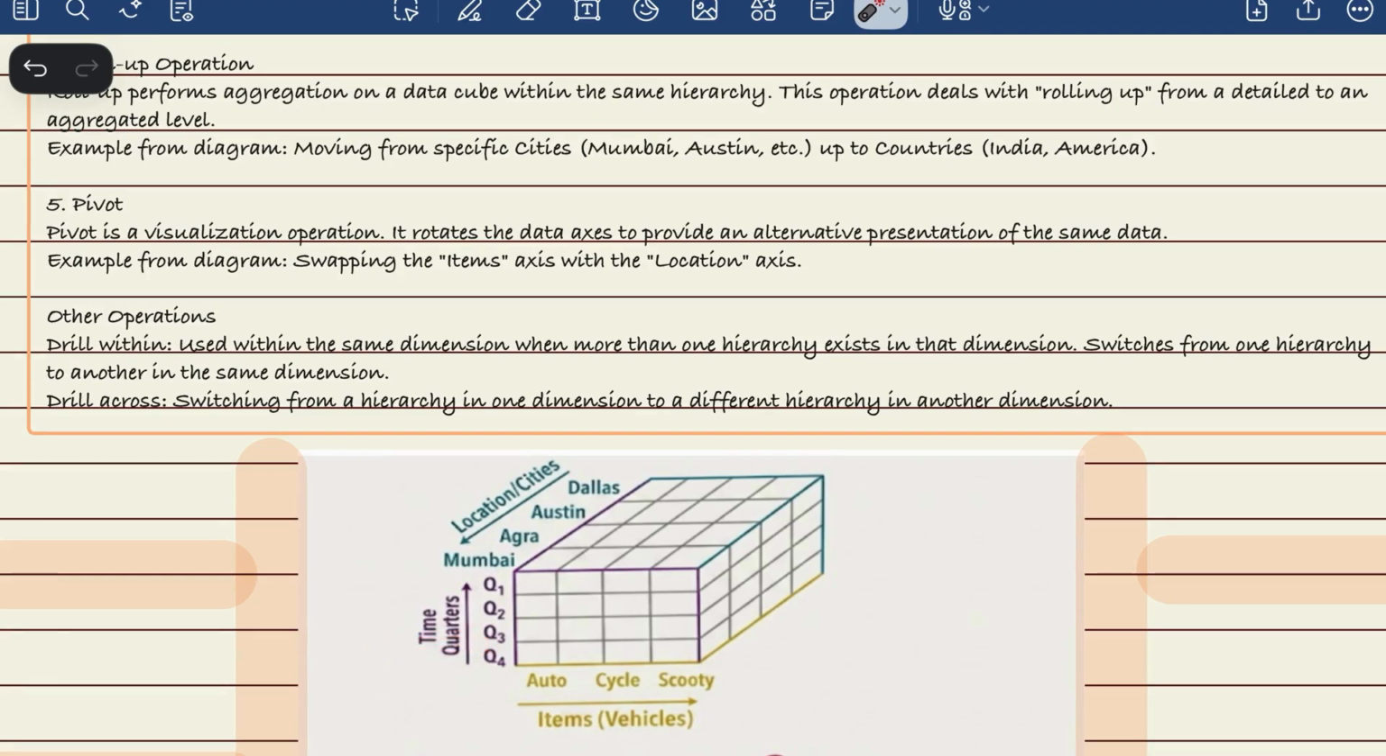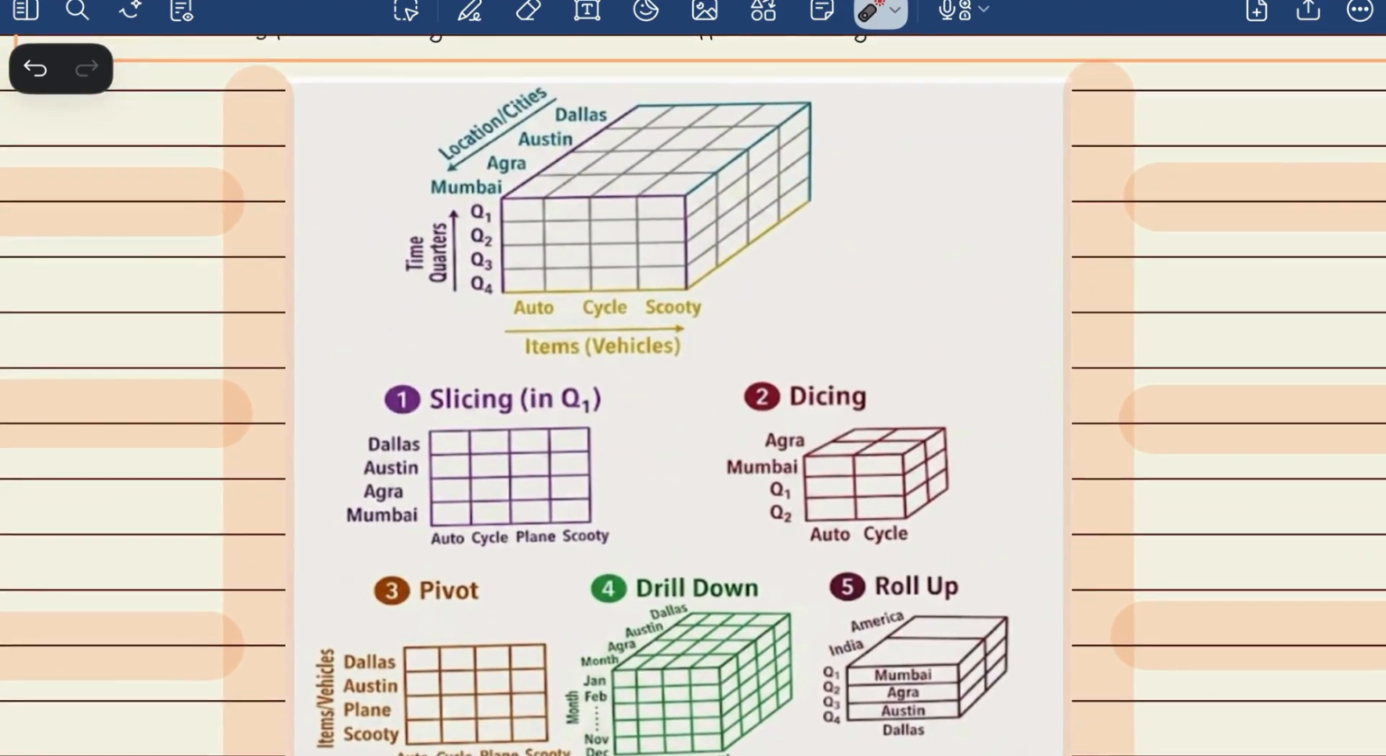So you are drilling within, right, in the same dimension. That is drill within, and changing the dimension comes in drill across. Okay, so see this example.